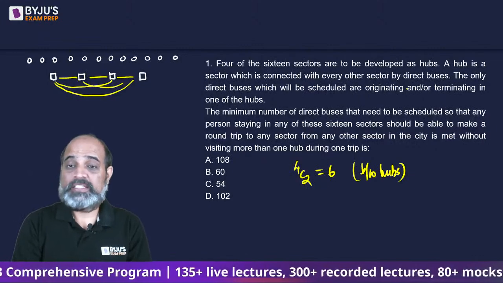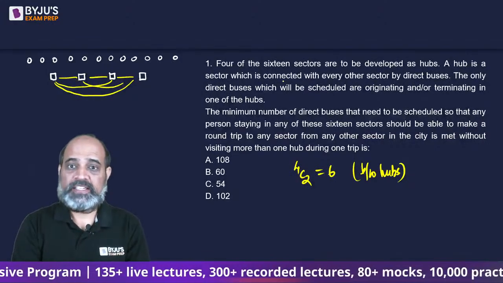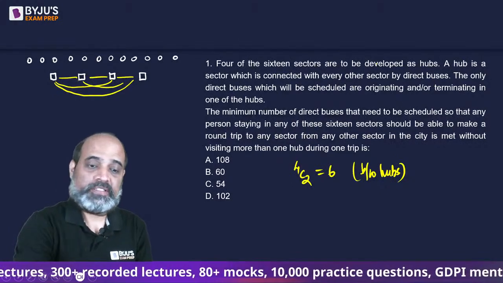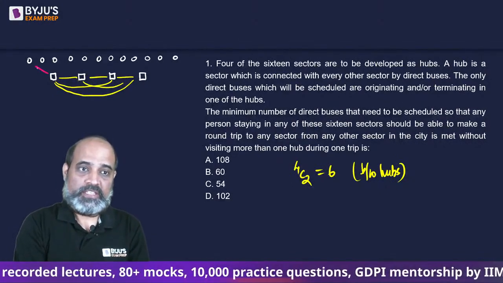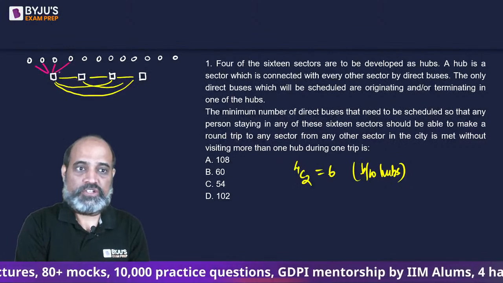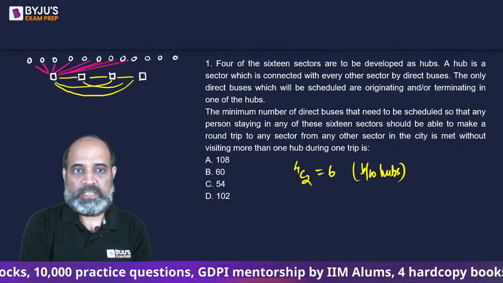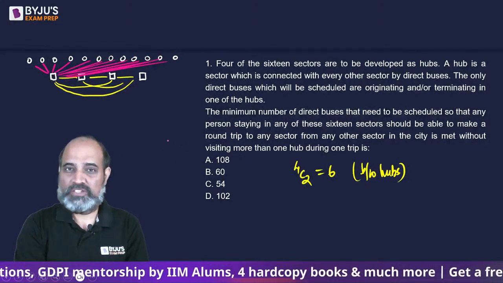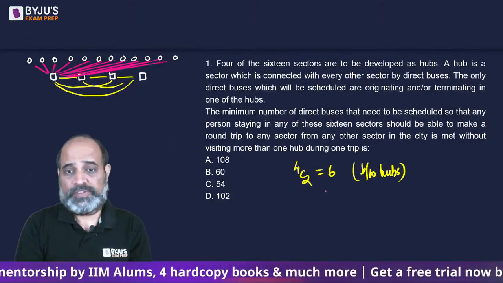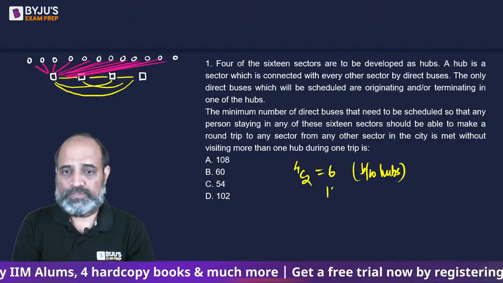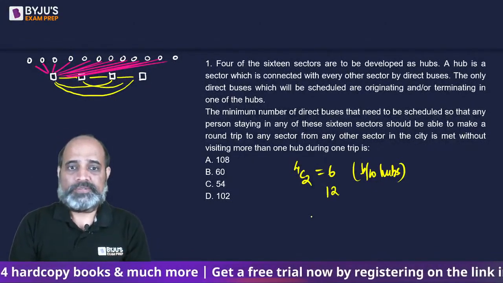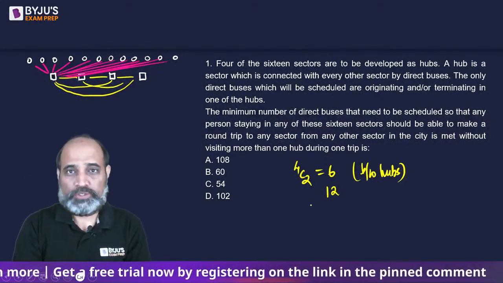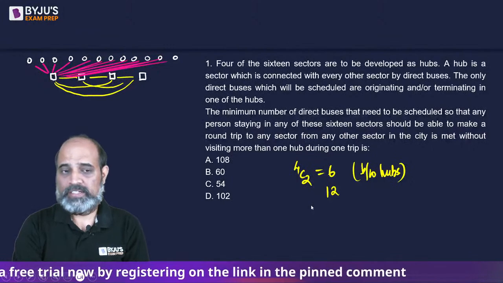Now, if you read this first paragraph, it says every hub is connected with every other sector by direct buses. So that means this hub is going to be connected with each of these sectors, with everyone. So can I say the first hub is going to be connected to 12 sectors, so we will need another 12 of those buses. As many buses as there are, that many roads, right? So 12 buses are required.